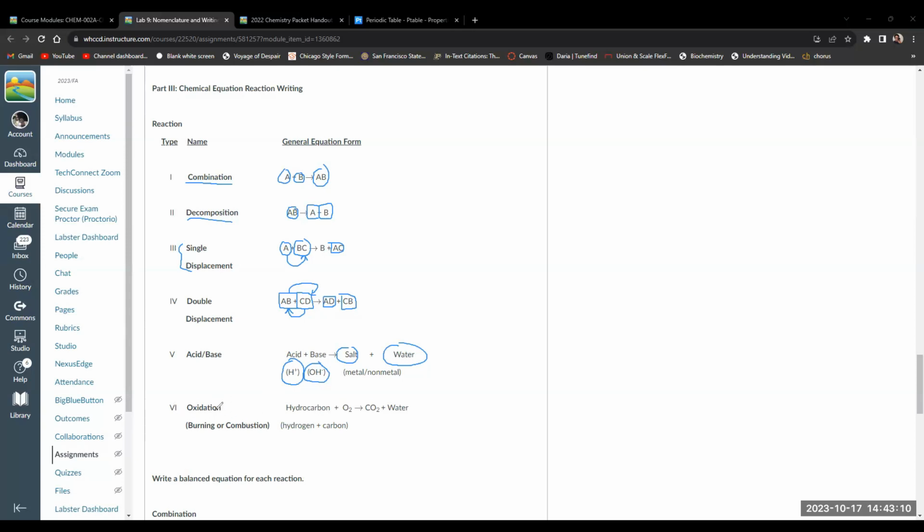Combustion, I know it says oxidation, but I like to say combustion. It's the same thing. It's when we take a hydrocarbon, here it says it's simply a hydrogen and a carbon being together, and we add oxygen, and we'll get a direct product of carbon dioxide and water.